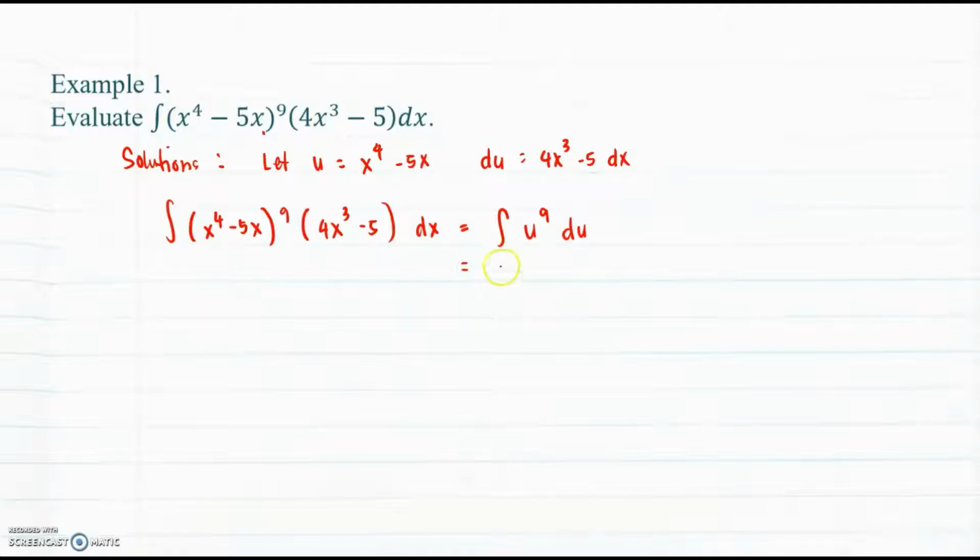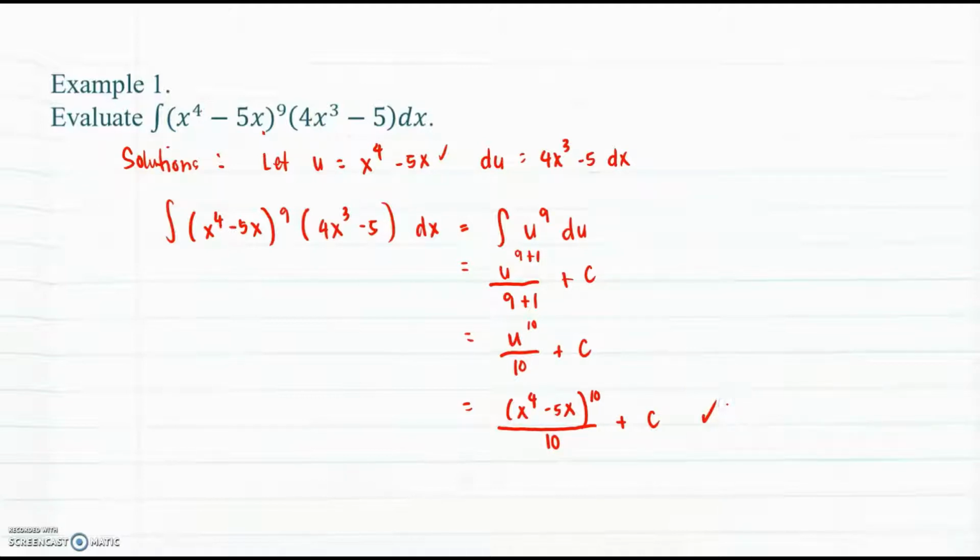So integrating, applying the general power rule, we have u raised to 9 plus 1 over 9 plus 1 plus c. That would be u raised to 10 over 10 plus c. Now substitute to your expression the value of u. So we have here x raised to 4 minus 5x raised to 10 over 10 plus c, and that is already our final answer.